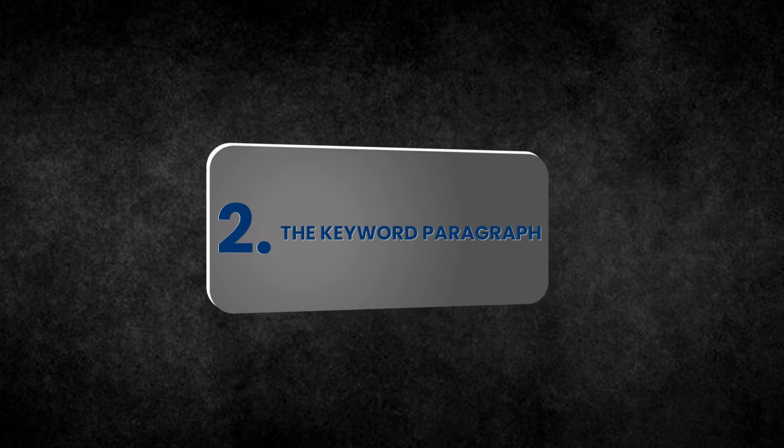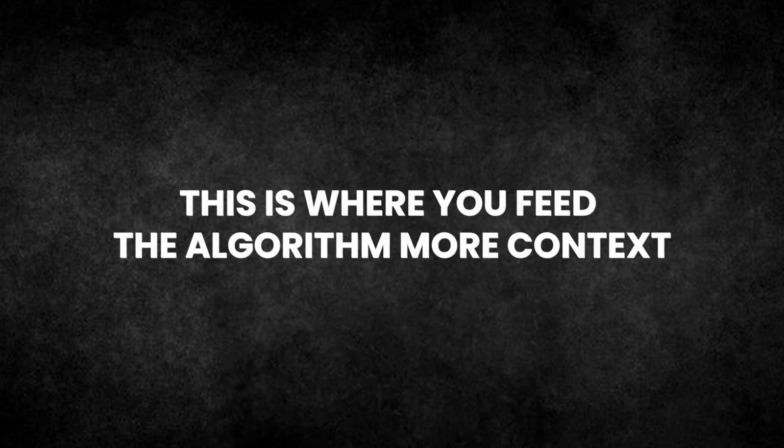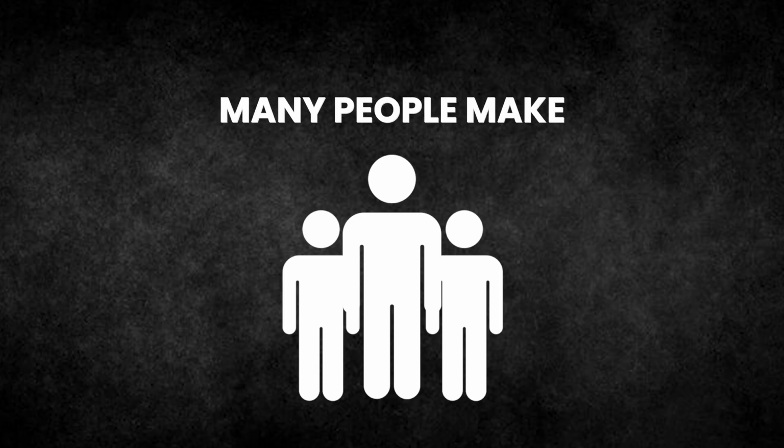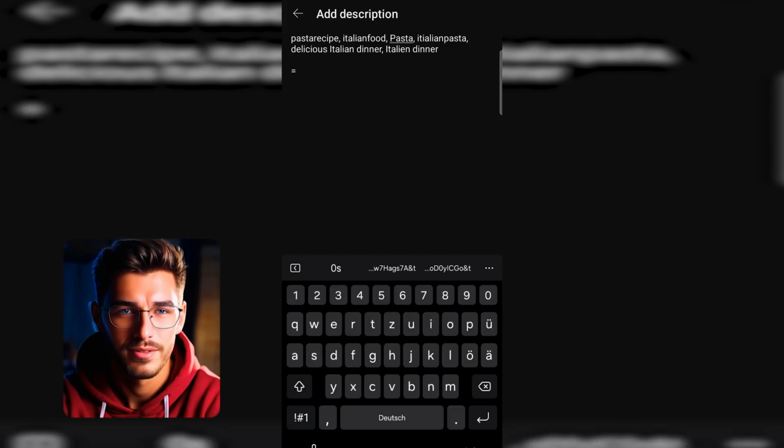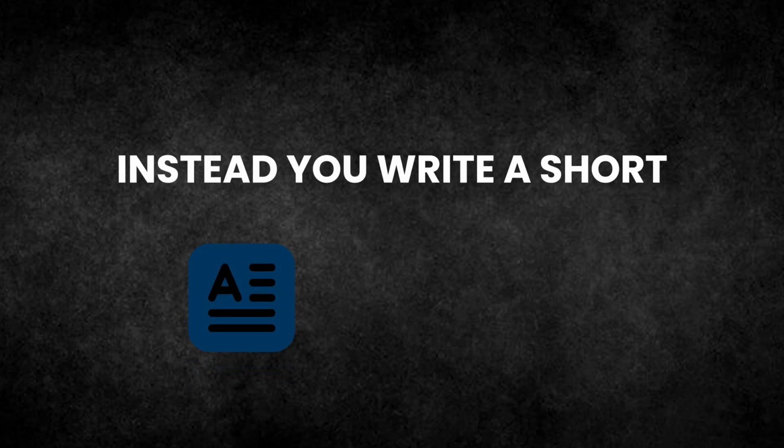Part 2. The keyword paragraph. This is where you feed the algorithm more context. But, and this is a mistake many people make, do not just list a bunch of keywords. The algorithm is smart and recognizes this as spam. Instead, you write a short 2 to 3 sentence paragraph that naturally includes your other relevant keywords.